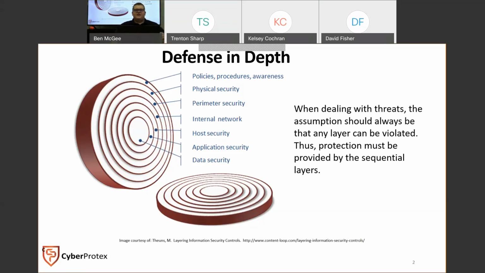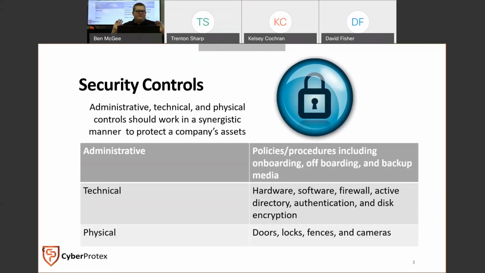One of the things for the test that you're going to need to know pertains to security controls. So you're going to hear talk about administrative, technical, and physical controls. And ideally, all of these control types are going to be working together to protect a company's assets. Administrative is going to be policies and procedures. It's going to be onboarding an employee and offboarding.